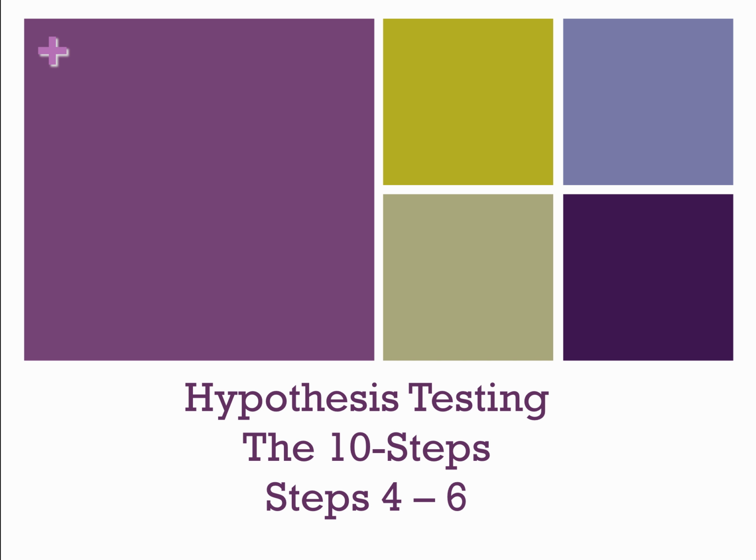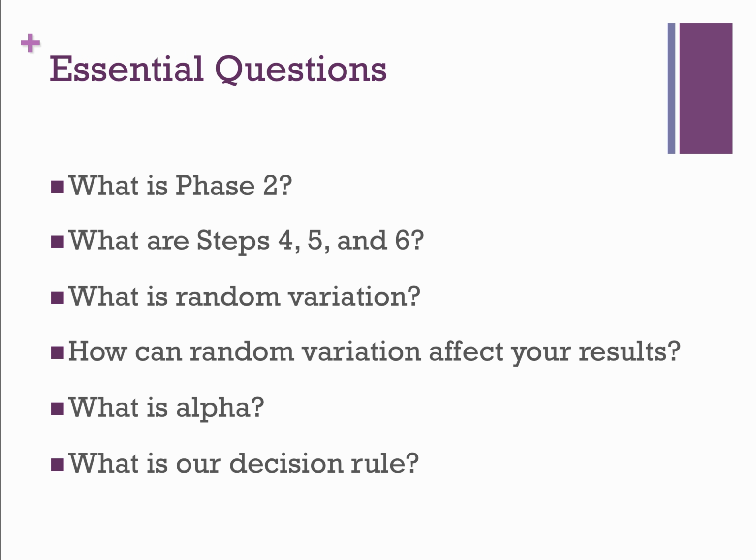We will continue now with hypothesis testing on the 10 steps and look more in depth at steps 4 through 6. The essential questions are: what is phase 2? Within phase 2, what are steps 4, 5, and 6? What is random variation? How can random variation affect your results? What is alpha? And what is our decision rule?